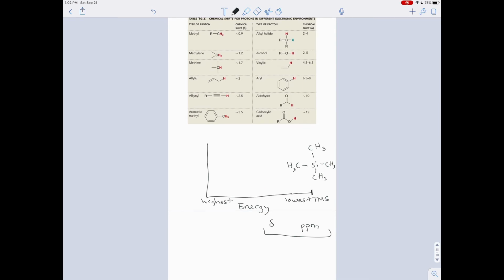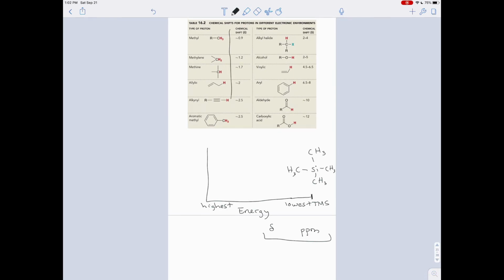So okay, we're going to have these chemical shifts. The chemical shifts are reflecting how much energy it takes for certain hydrogen nuclei to flip. The higher the shift, so the bigger the number, the more energy you'll need to make the nucleus flip.